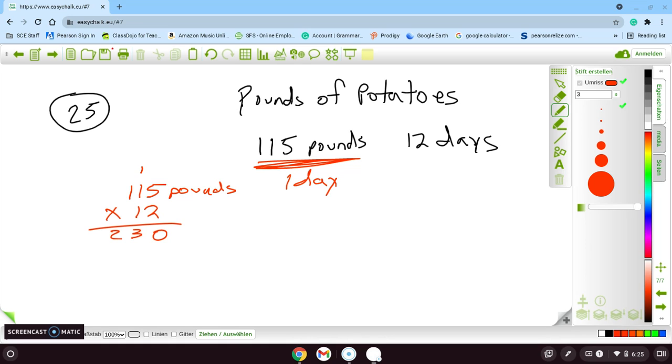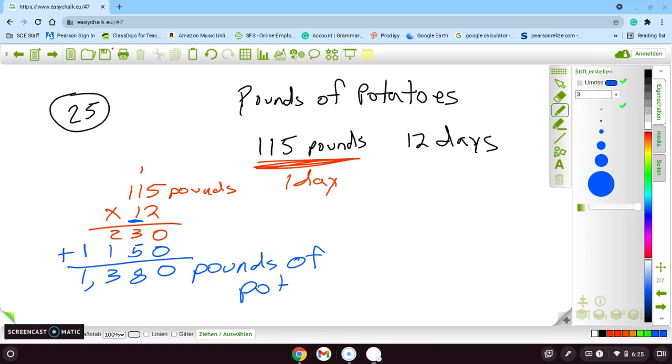We're shifting over to the tens column. So I'm going to put in my placeholder. I love multiplying by ones. 1 times 5, 1 times 1, 1 times 1. Add them up. 0 and 0, 3 and 5, 2 and 1, 1. So we get 1,380 pounds of potatoes.